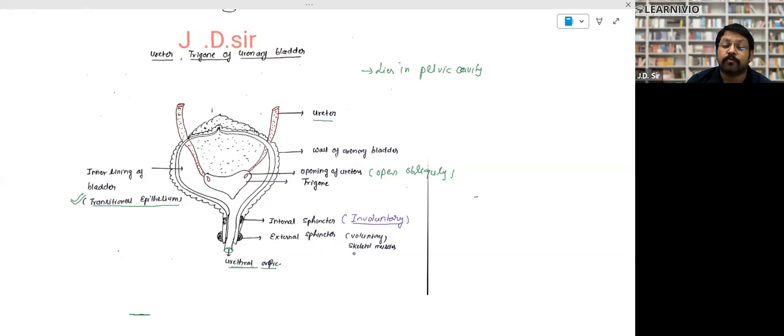But the external sphincter can guard only up to a certain pressure. After that pressure, it will open automatically. So it is not completely voluntary. You can control urination for a particular time period. After that, you can't control it, right?